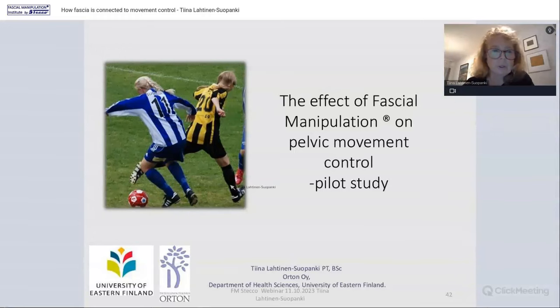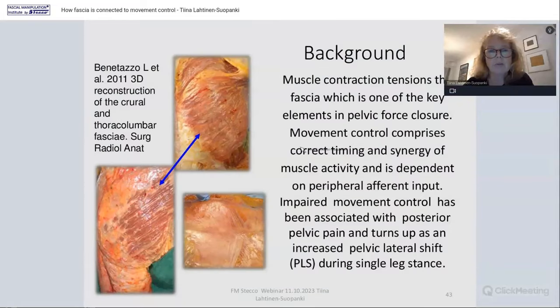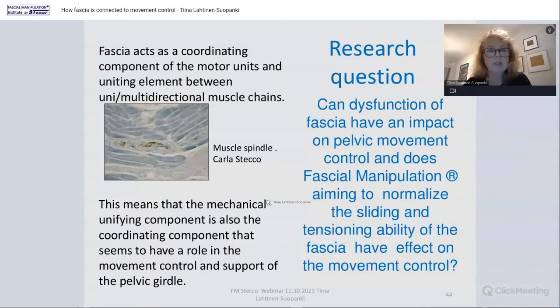And here is a small study that I did in the very beginning, I think it was done in 2012, when I really got the idea of how important the system is for movement control. We did it on pelvic movement control. And here are the main elements that I already showed. So the research question was: can dysfunction of fascia have an impact on pelvic movement control? And can we, by normalizing the sliding and tensioning ability of the fascia, have an effect on the movement control?